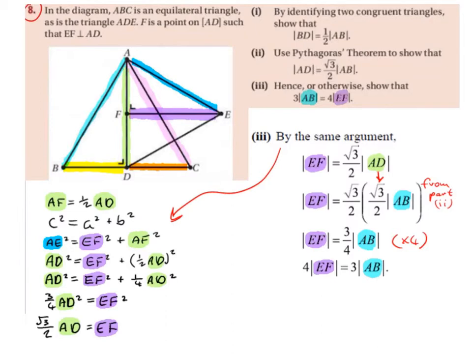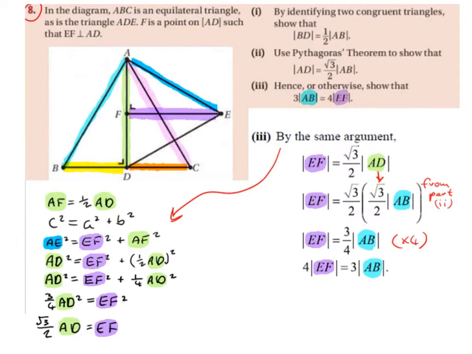And again, as we did with the last part, we square root both sides. The square root of 3 quarters is root 3 over 2. The square root of AD squared is AD, and the square root of EF squared is EF. So we get EF is equal to root 3 over 2 AD. We swap the AD for root 3 over 2 AB, which is what we got in part 2.